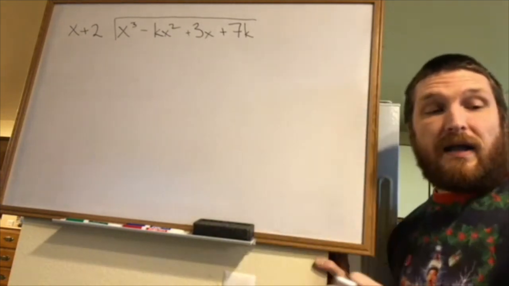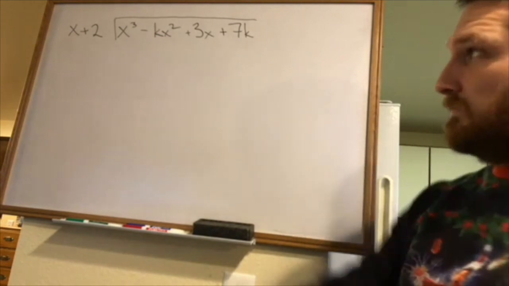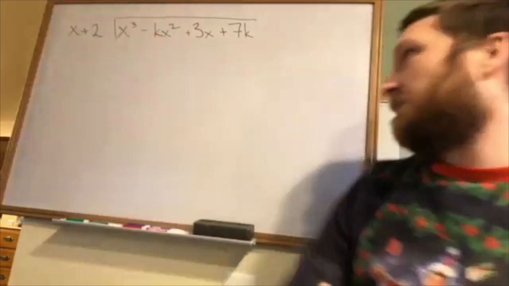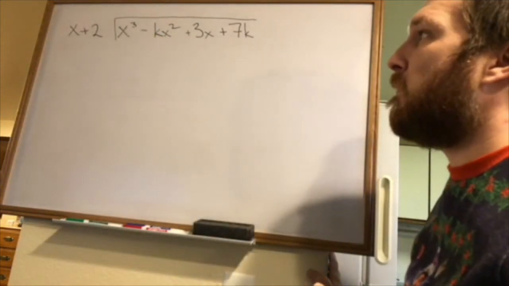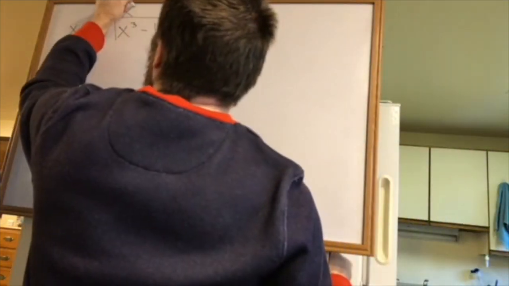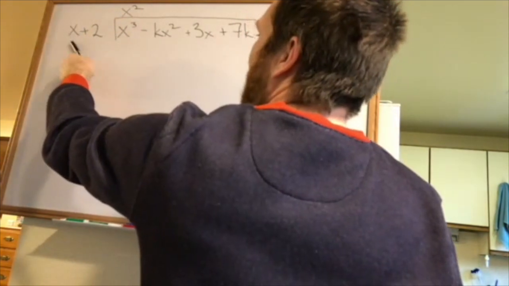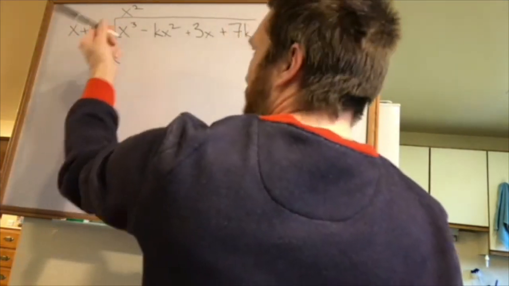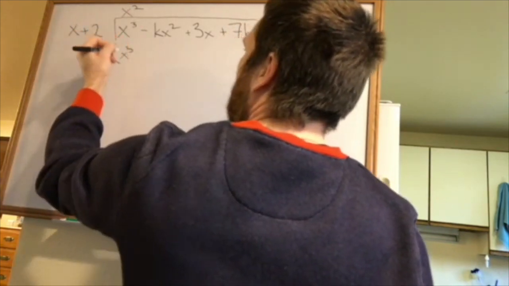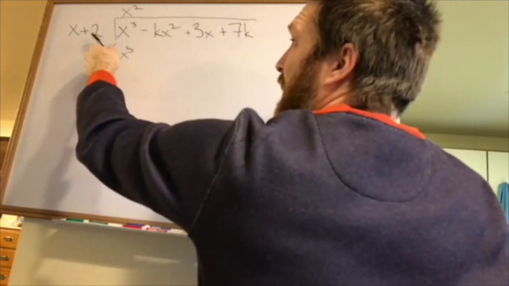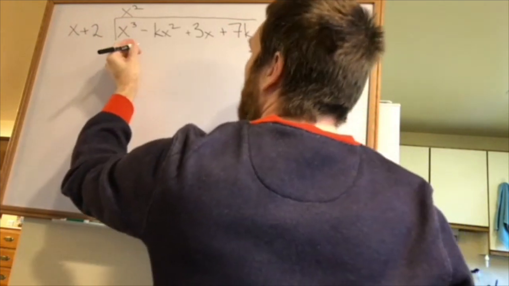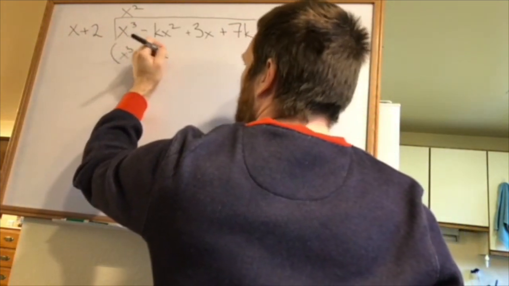So what am I doing with this? You tell me what we're doing. Long division, so I need to write something right here. What do I need to write right there? X squared. Yes, because if I take x squared and multiply it by x, I get x cubed. Then I distribute it in, and x squared times 2 gives me 2x squared.